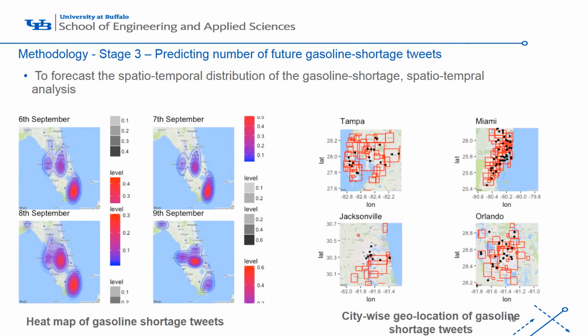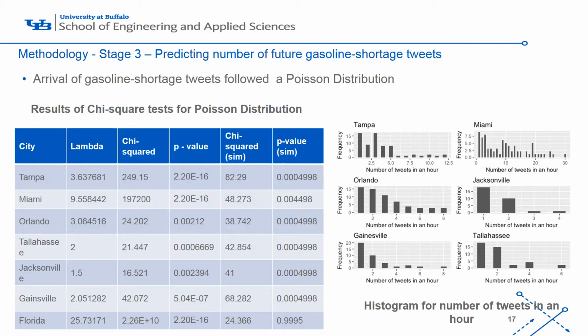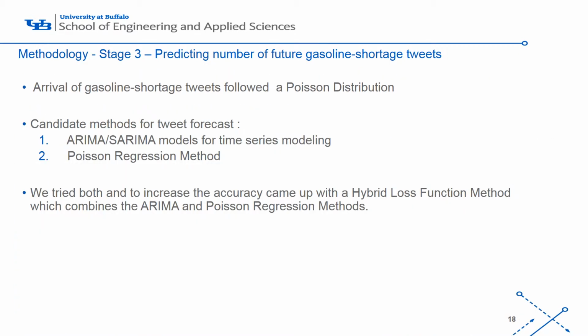Then this brought us to stage 3. We are predicting the number of future gasoline shortage tweets. To forecast the spatio-temporal distribution, we did that, and you can see on these figures, we basically forecasted the heat map of gasoline shortage tweets starting from September 6th going on to September 9th. And then we also have city-wise geolocation of gasoline shortage tweets for Tampa, Miami, Jacksonville, and Orlando. And they fit a Poisson distribution. So in stage 3, the arrival of gasoline shortage tweets followed a Poisson distribution.